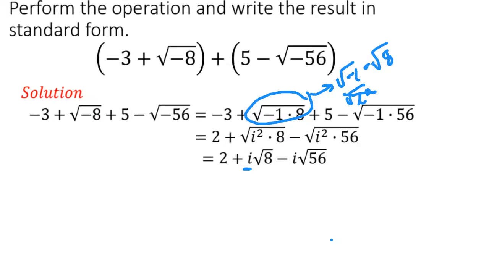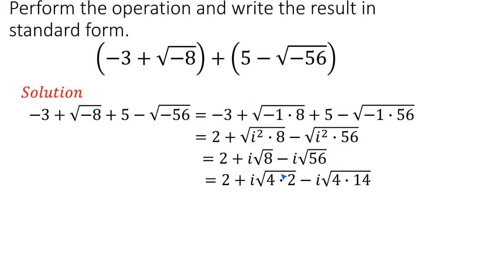Okay, so let's go ahead and continue here. The square root of i squared is just i, and then I have the square root of 8. Then the square root of i squared comes out as i, and then I have 56. Well, in order for me to add or subtract these square roots, they have to have the same number inside, the same radicand. So we want to simplify those square roots.